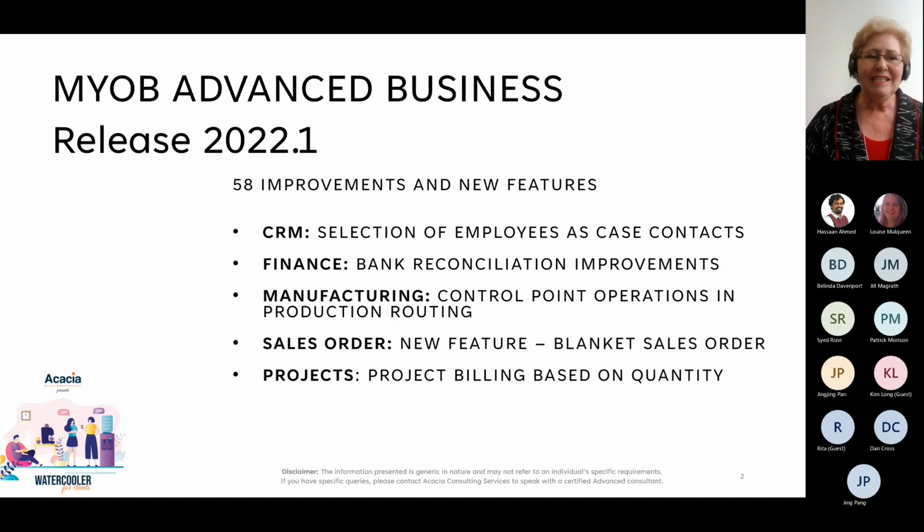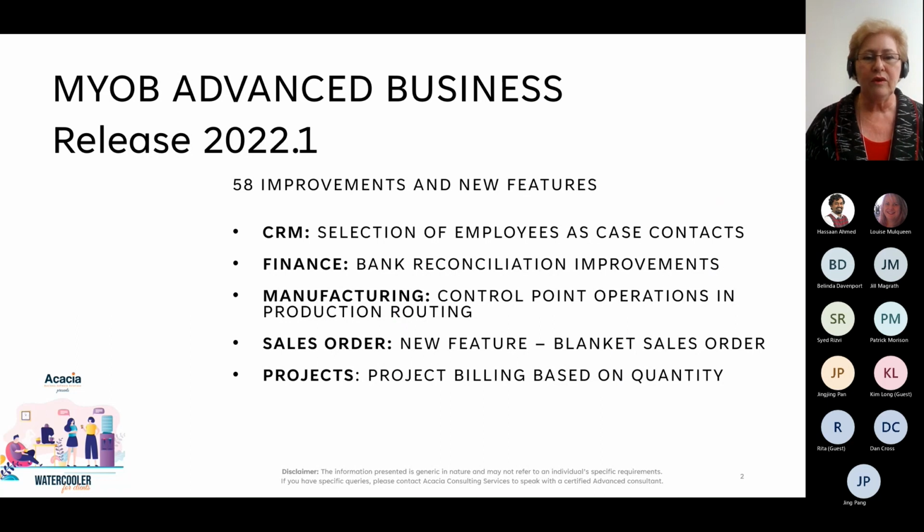So this release actually contains over 58 improvements and new features, and really I can't cover all of those in this session, so I'm really only going to touch on 5 of them. I'm going to talk a little bit about CRM, and I'm going to talk about cases and contacts. I'm going to talk about some new bank reconciliation improvements. I'm also going to talk about a new option in manufacturing, and the manufacturing option is around control points, and I'll show you that as well.